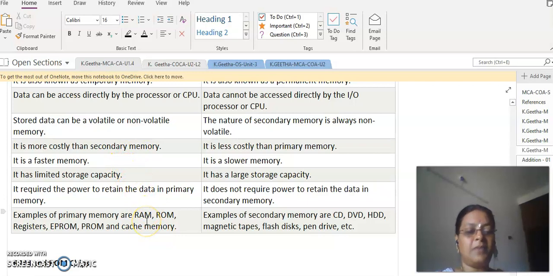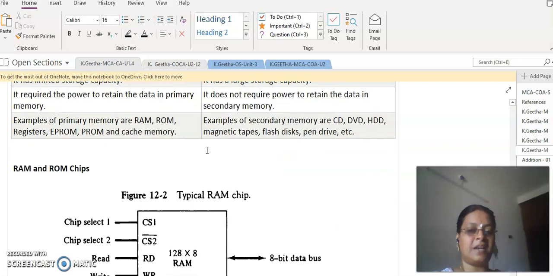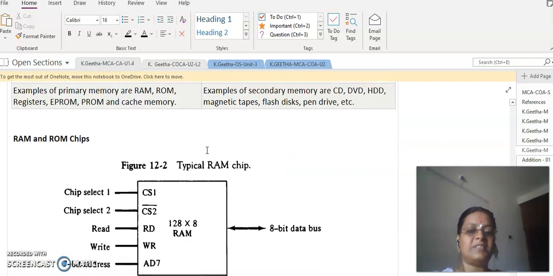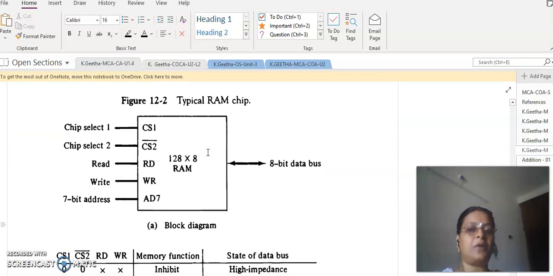And all the memory which is external to the computer, connected as an output device or input device, is referred to as secondary memory, like CDs, DVDs, HDDs, magnetic tape, flash disk, optical disk, pen drives, etc. So this gives you a comparative view of the main memory and the secondary memory. And now we will discuss how the memory is organized in the form of chips.